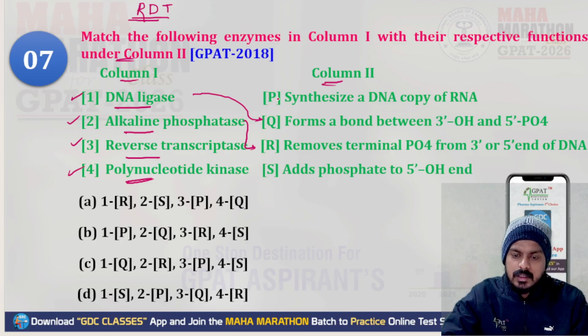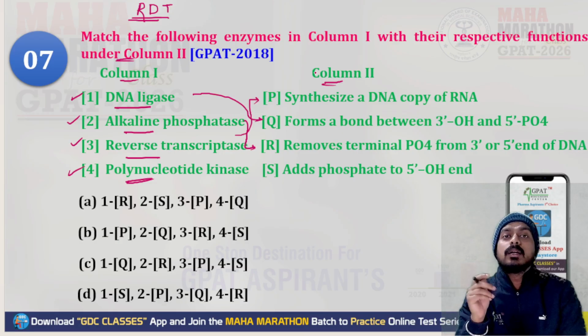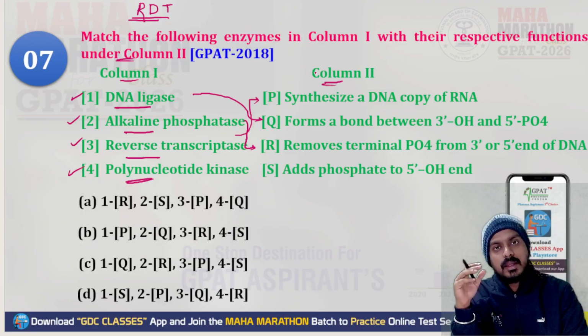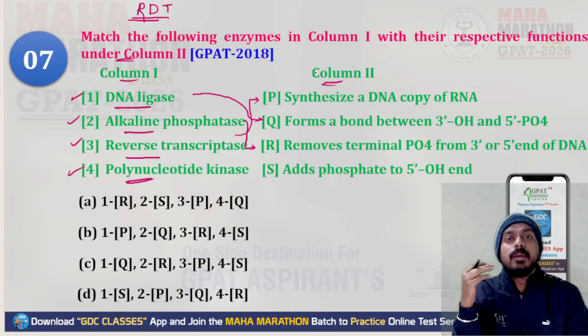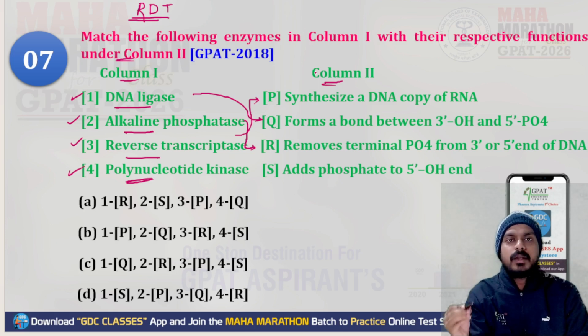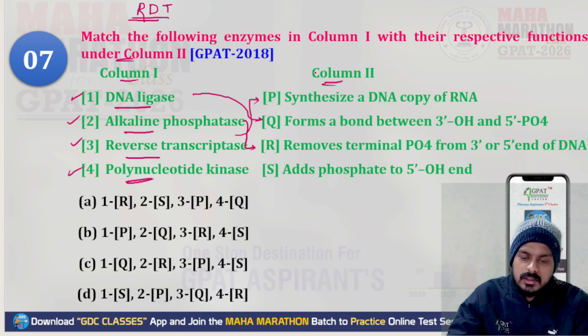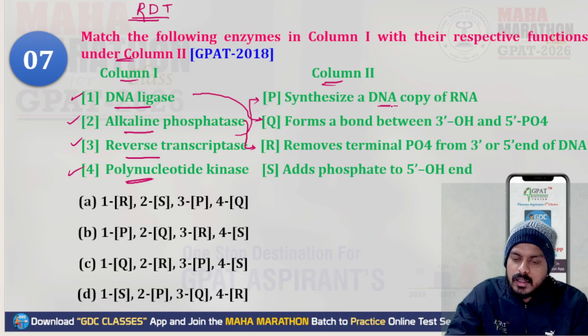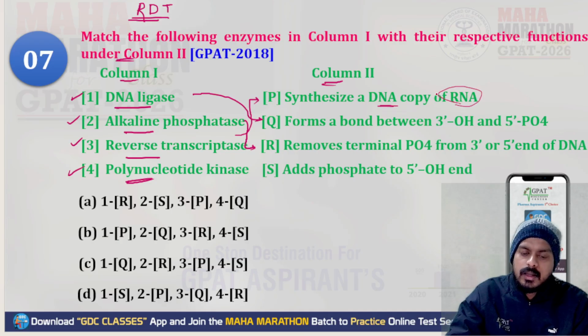to synthesize the DNA copy of RNA. In the case of certain viruses, the genetic material is RNA. So they synthesize complementary DNA, or we call it viral DNA, from that RNA. For that, the reverse transcriptase enzyme is required because this process is carried out through reverse transcription. So reverse transcriptase is required for the synthesis of a DNA copy of your RNA. And last is polynucleotide kinase, which adds the phosphate at the 5' OH end.